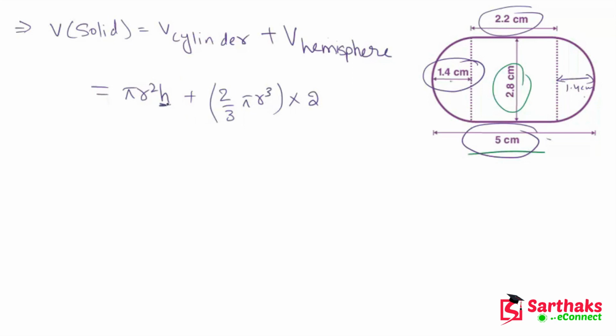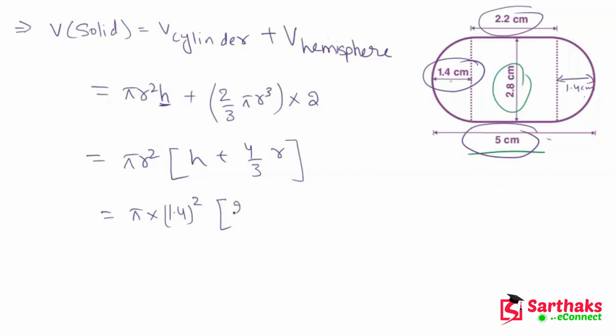Okay, here h is what? Height of the cylinder. So now we have to put the values. From this, r is common, so we can take pi r square as common. So here is pi r square and we get h plus 4/3 r. Now put the values. So we get pi into r, and r is 1.4, so 1.4 square. And for the height we have 2.2 plus 4/3 into 1.4.